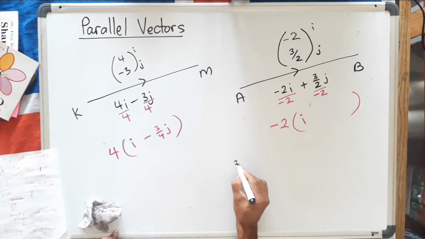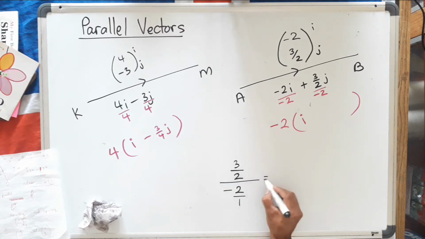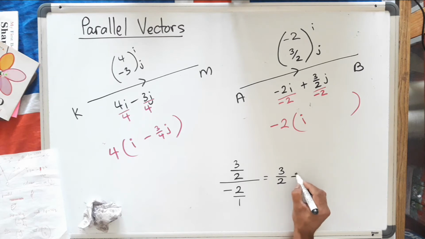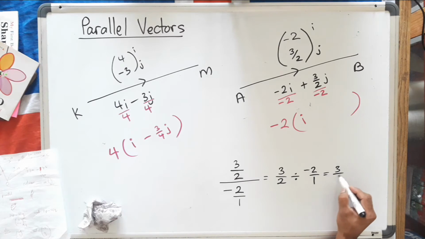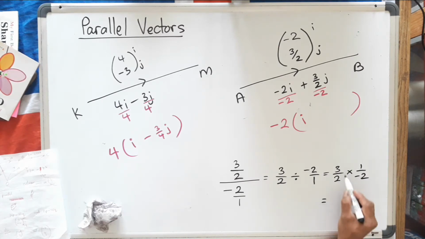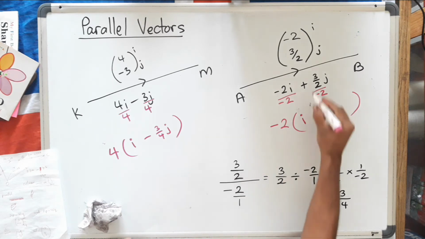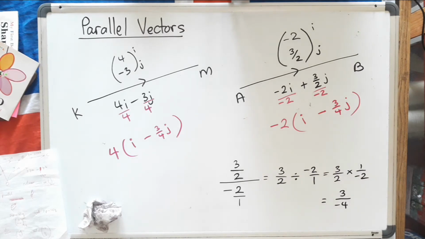You have 3 on 2 divided by minus 2. Remember, minus 2 is the same thing as minus 2 on 1. So this is 3 on 2 divided by minus 2 on 1. The divide changes to a multiply and you flip it. So 3 multiplied by 1 is 3. 2 by minus 2 is minus 4. Well, it seems to me when you simplify this, you get minus 3/4 J.